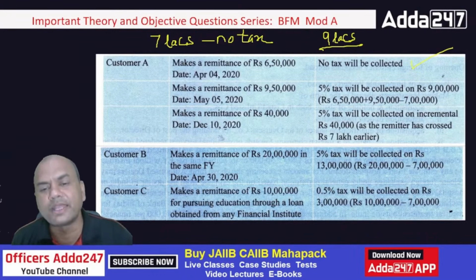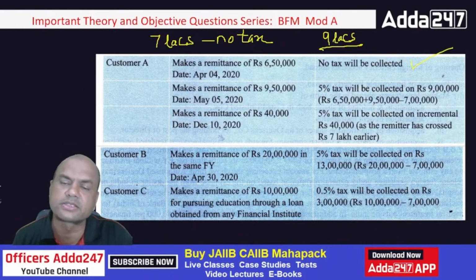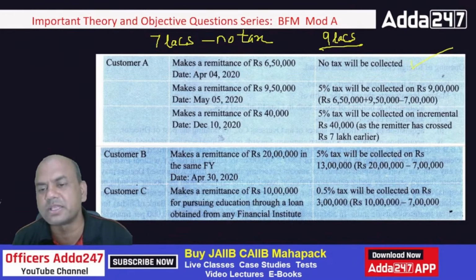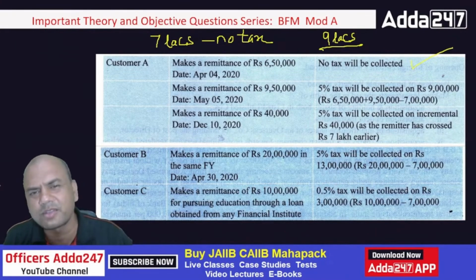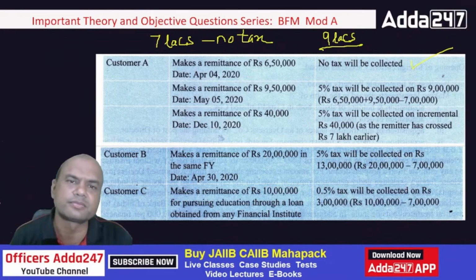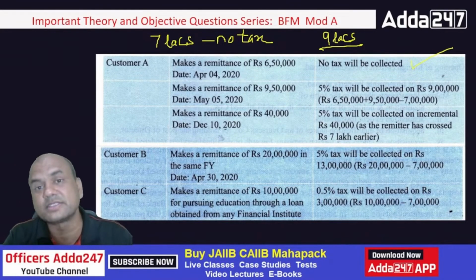So 10 lakhs I am expending. 10 lakhs minus 7 lakhs, 3 lakhs. See this. 0.5% tax will be collected on 3 lakhs, isn't it? So whatever that amount is, 3 lakhs means 10 minus 7. So 3 lakhs into 0.5%, very less amount, hardly about 1500. So that will be collected. So this is the difference in taxation.